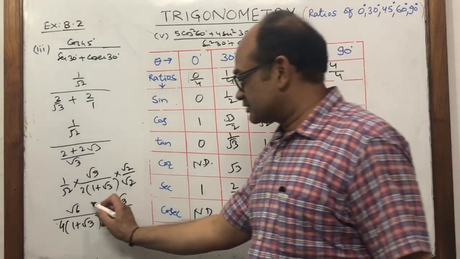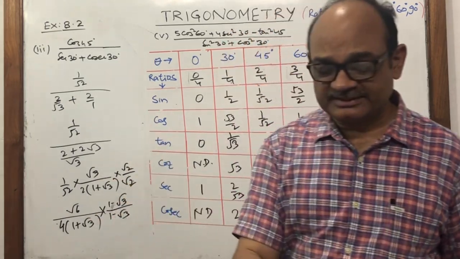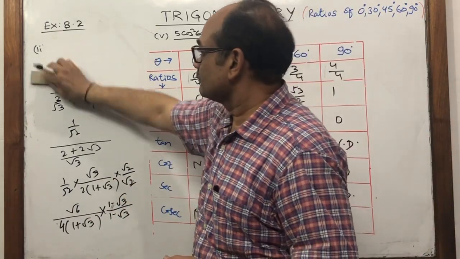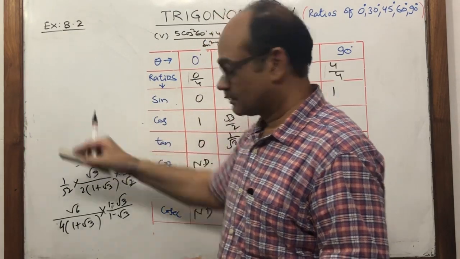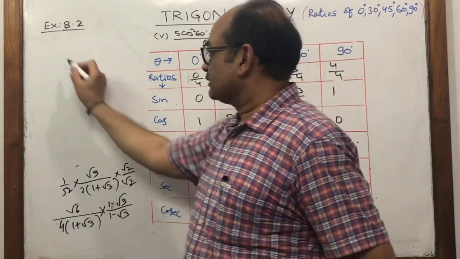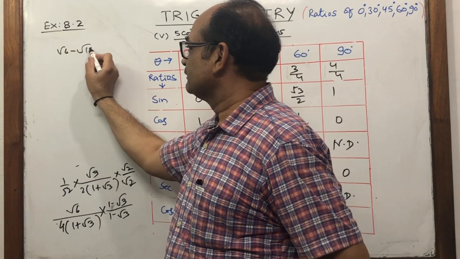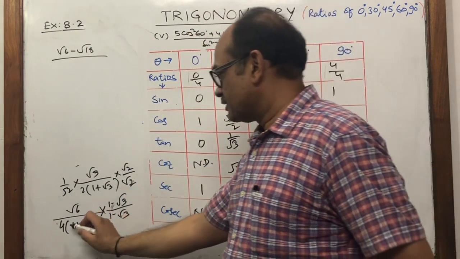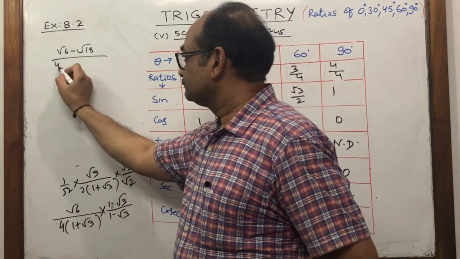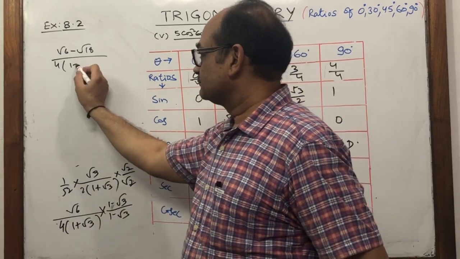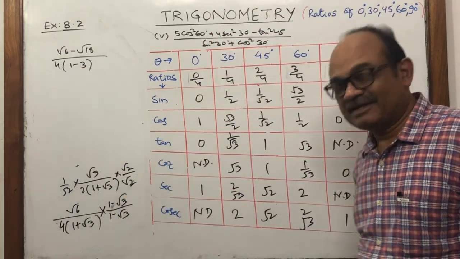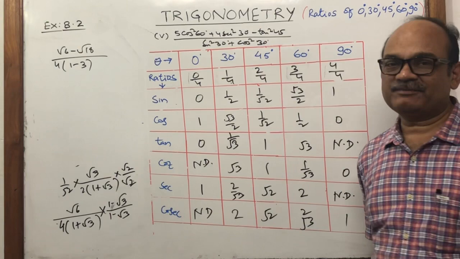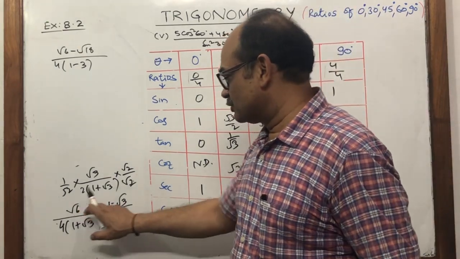So the answer is root 6 into 1, that is root 6. Root 6 into 1, root 6 minus root 18, divided by 4 into 1 minus 3. Why? Because a plus b into a minus b is a square minus b square, 1 minus 3. Root 6 minus root 18.